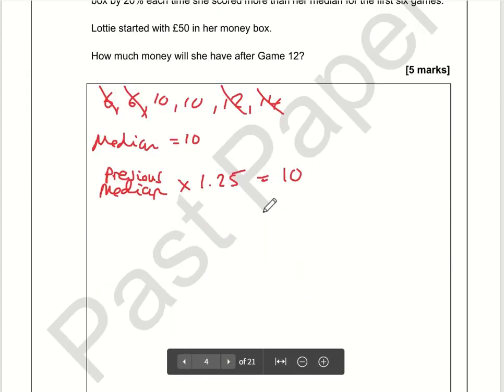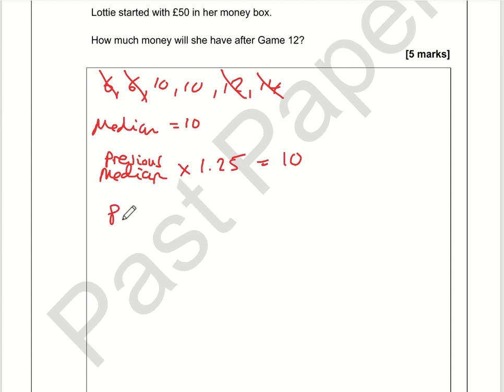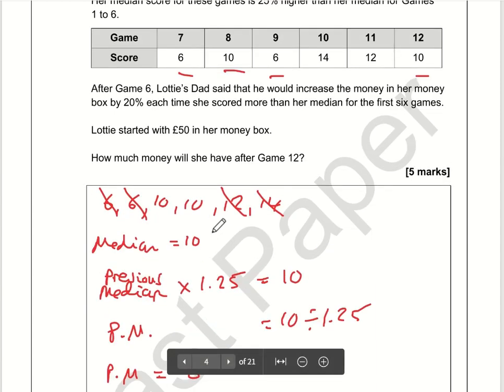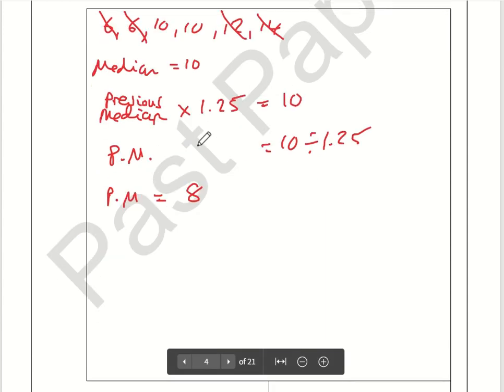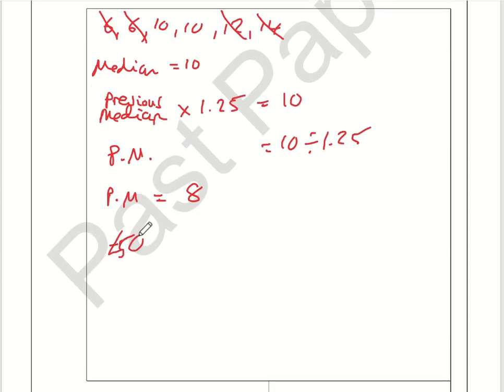So if the previous median times 1.25 is 10, then PM, the previous median, is 10 divided by 1.25. So therefore the previous median was 8. Okay, so what we need to do now is work out how many of these games did she score greater than 8. Well, that is 1, 2, 3, 4 games. So what that means is this £50 is going to be increased by 20% 4 times. So let's just make a note of that. So the £50 increases by 20% 4 times.